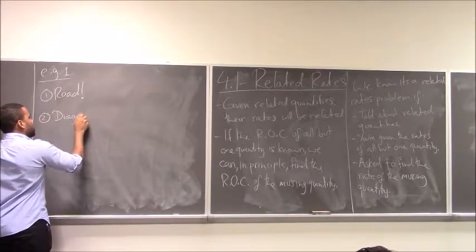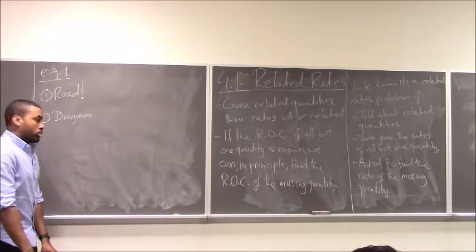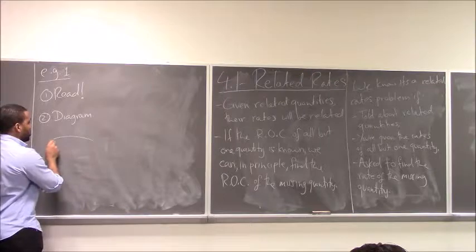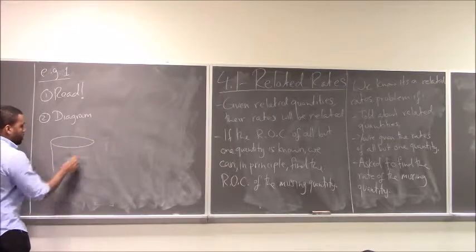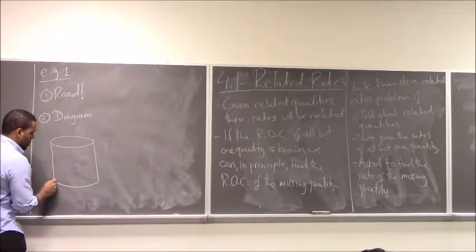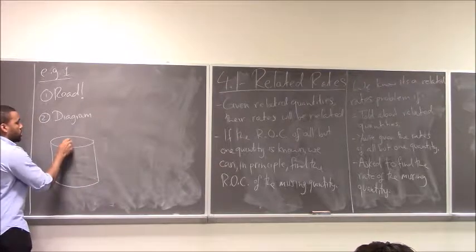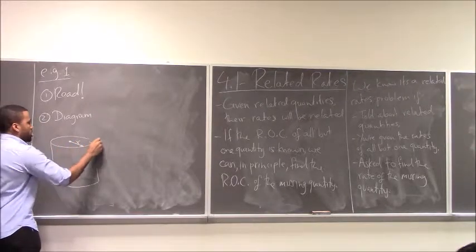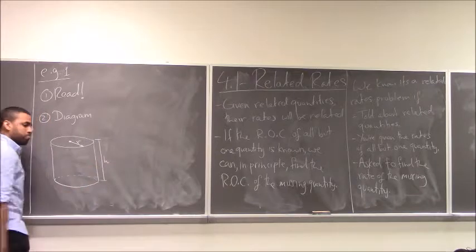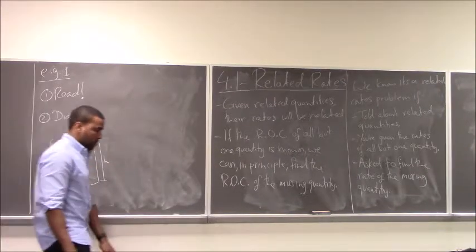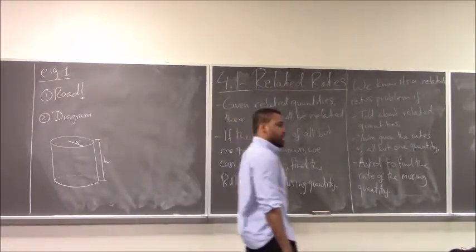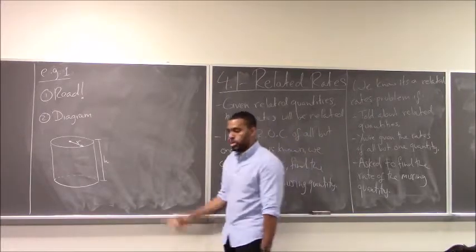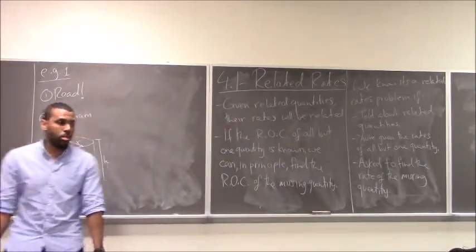Draw a diagram. So here, a right circular cylinder is basically a circular prism, where we have a radius and a height. Both the radius and the height are changing, so I label them with variables. It's important when you do the diagram that you label it correctly.